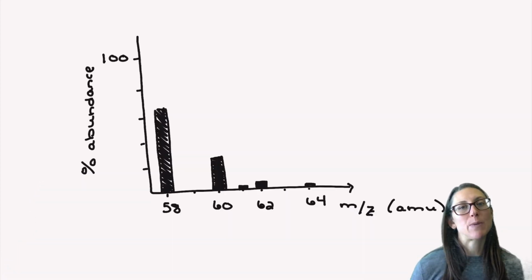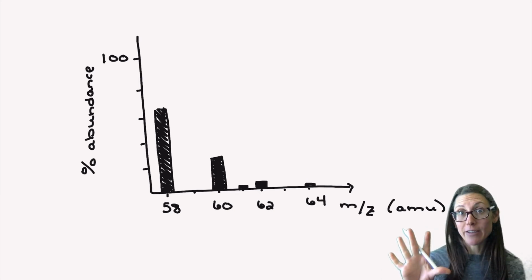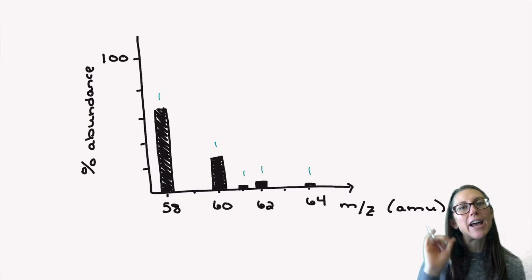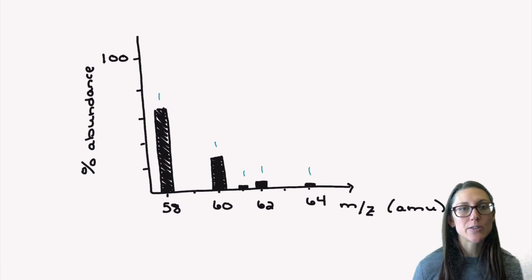Let's look at a second mass spectrum. How many different isotopes do you see here? If you said 5, you're right. 1, 2, 3, 4, 5. 5 different peaks or different bars on the graph, each one indicating an isotope.